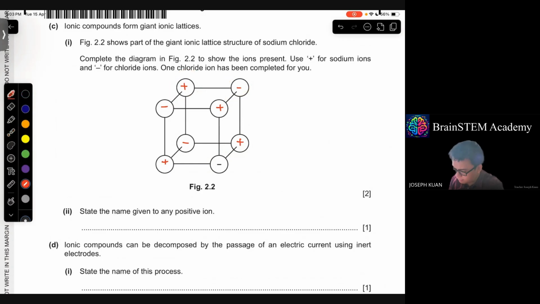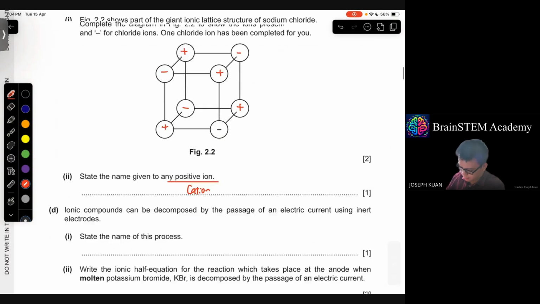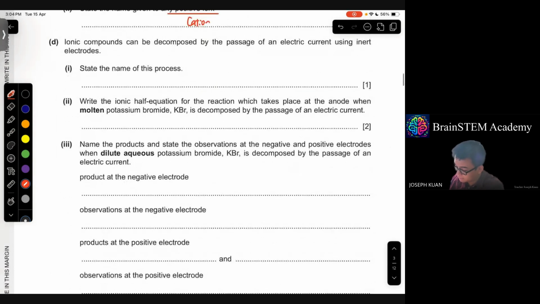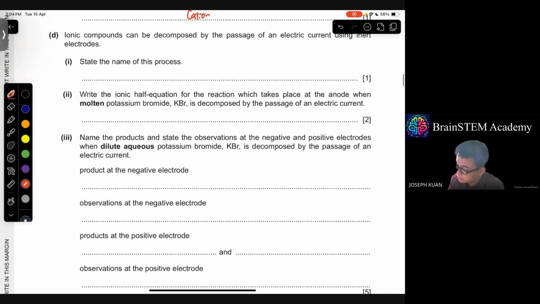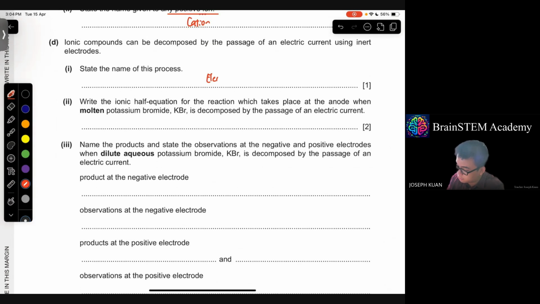Next, state the name given to any positive ion. The name given to a positive ion is a cation. Now, moving on, D. Ionic compounds can be decomposed by the passage of electric current using inert electrodes. State the name of this process. That's just electrolysis.